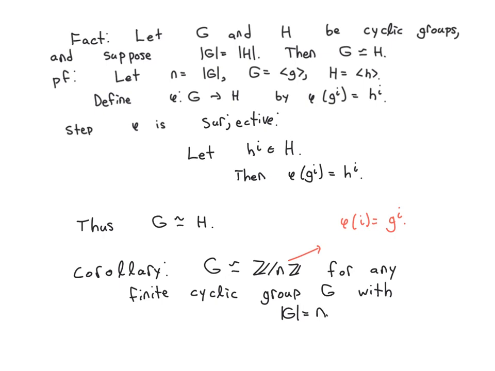If you work with the infinite group case, you end up getting that every infinite cyclic group is isomorphic to Z.